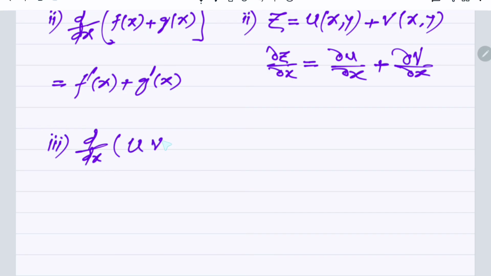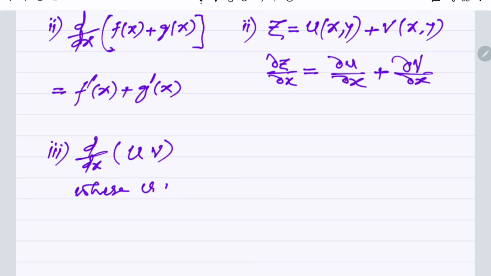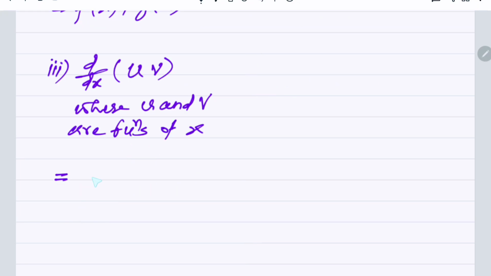U into v as a function, and we have to differentiate it with respect to x. Using product rule, we get first term u, derivative of second term as dv by dx, plus second term v, and derivative of first term as du by dx. This is called the product rule or UV rule, and the same is applicable for partial differentiation also.